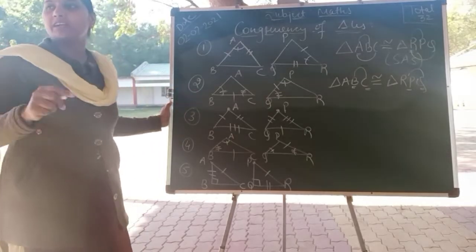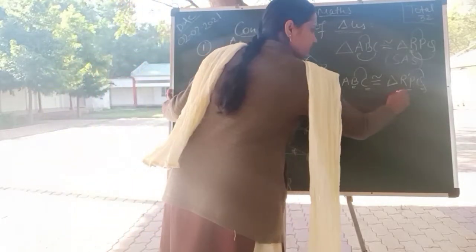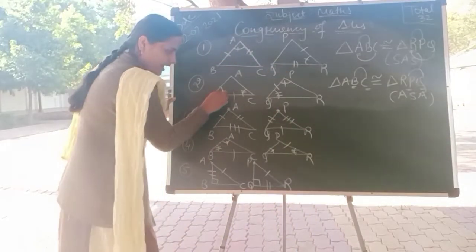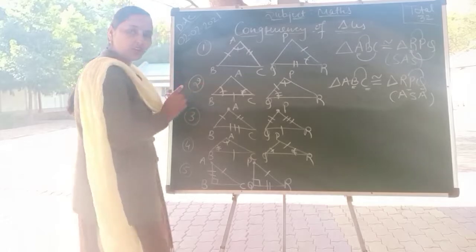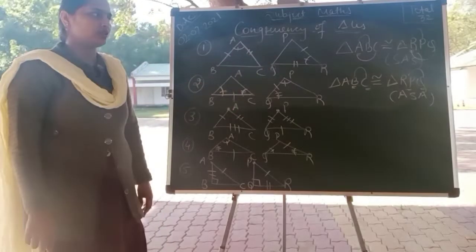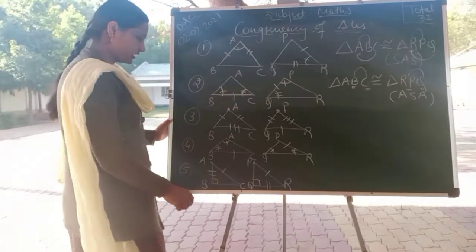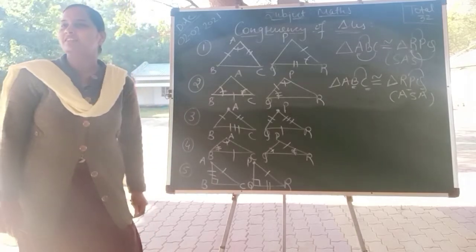And criteria, Anamika? By ASA. ASA. How? Let me check. Angle, side, angle. We are talking about these three corresponding parts. Angle, side, angle congruence rule. Clear? How we are naming it? Okay, the next one is third one. Who is going to answer?